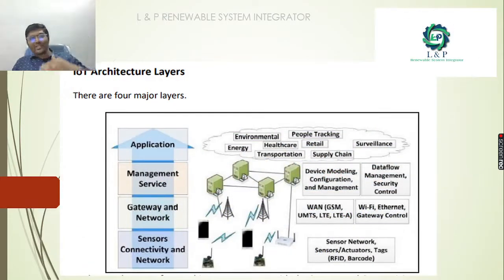There are four major layers of the IoT architecture. The first layer is sensor, connectivity, and network. Next is the gateway and network, the third is management services, and the fourth, most important, is the application. Sensors can be RFID or barcode, and the gateway can be WAN, Wi-Fi, Ethernet, anything. Management covers device modeling, configuring, data flow management, and security control. The application can be environment, energy, hardware, retail, transportation, supply chain, surveillance, people tracking, and retail.